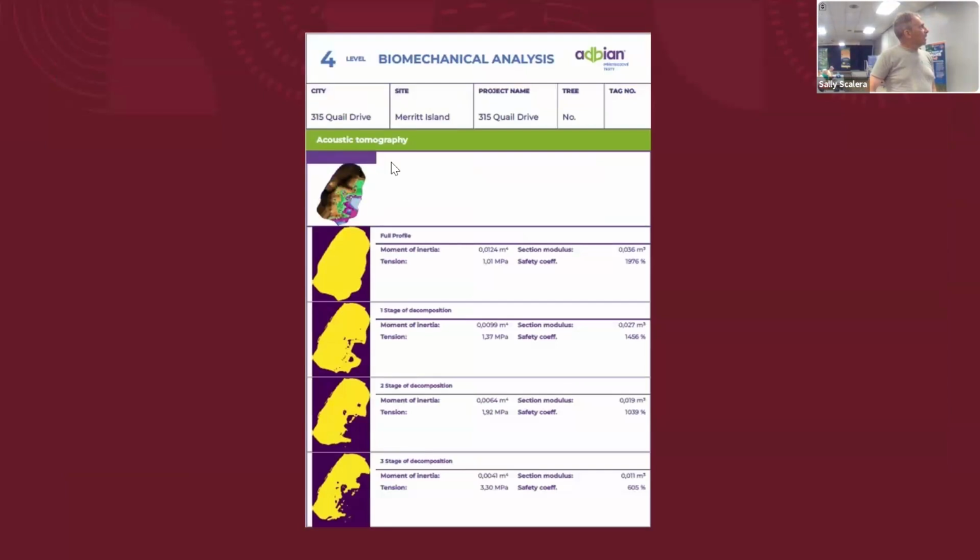What this part of it does for the tomography is this was the particular area of decay. So it shows what that tree section would have looked like if there was no decay, and it gives us the safety coefficients. And then what it does is it adds in gradually the different parts of decay until we get to the mirror of that. So that is a safety coefficient of 605%. If you put this back in as solid wood, you'd be up to 1,000. If you put this back in as solid wood, you'd be up to 1,500.